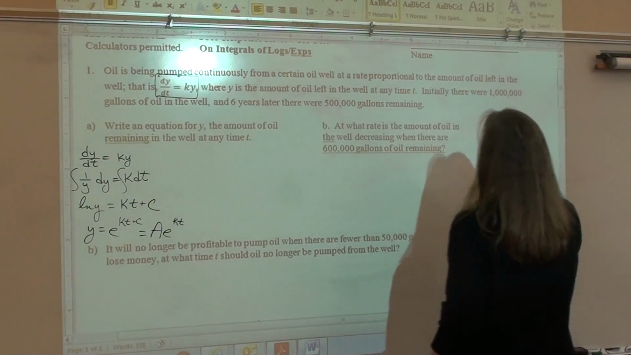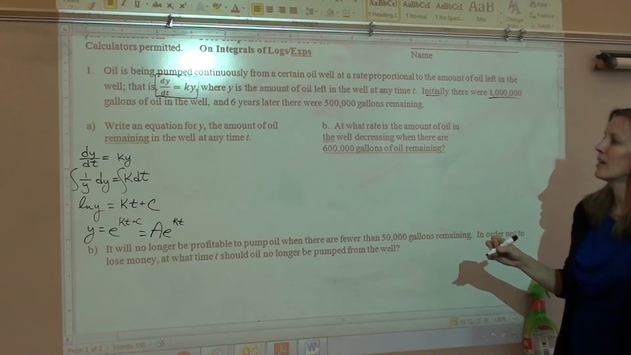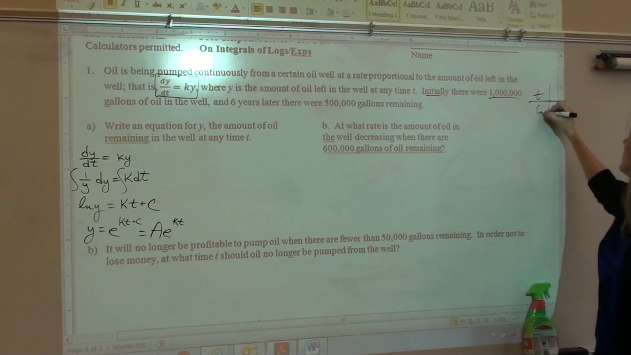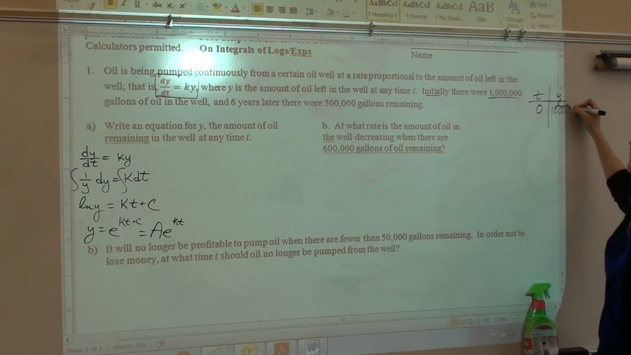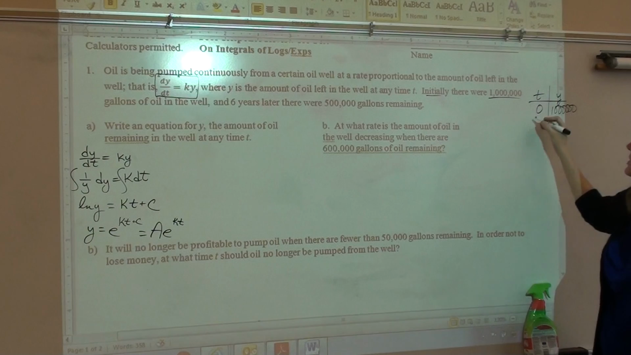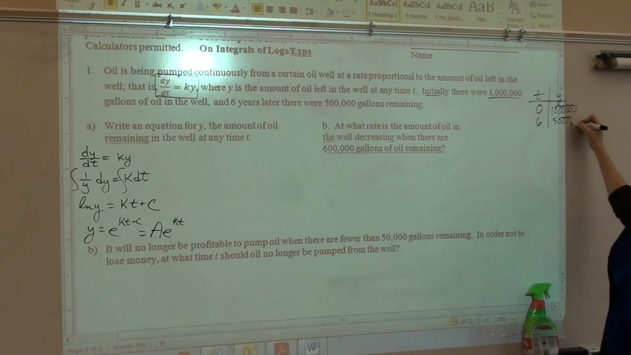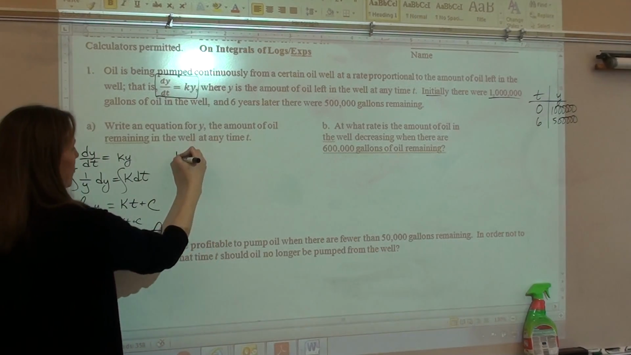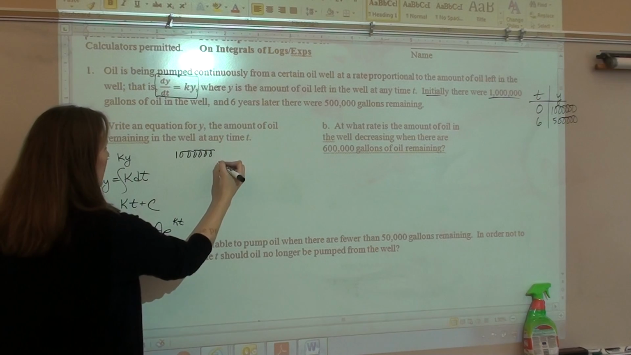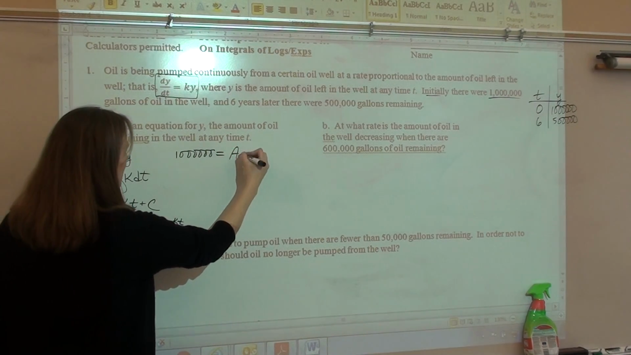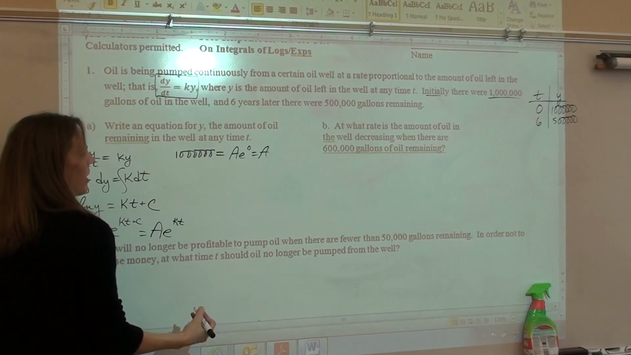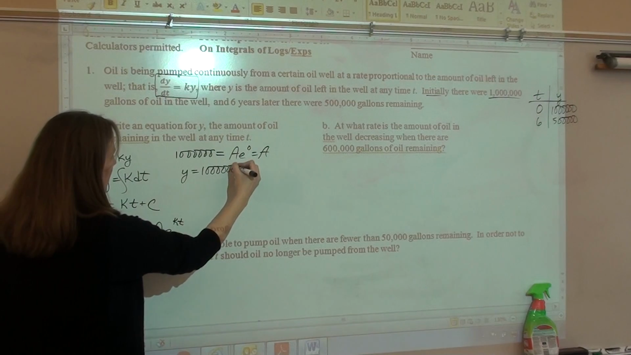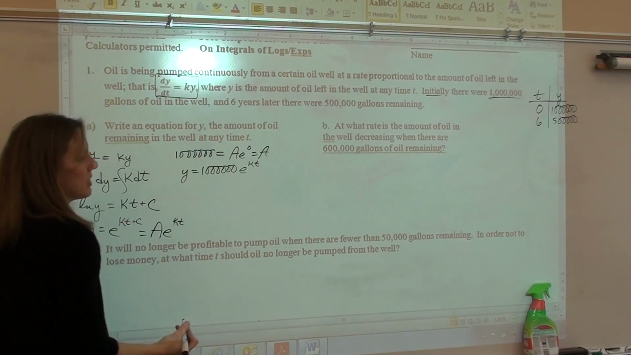We are told initially there's 1 million gallons of oil in the well. So when t equals 0, our y is 1 million. That's a lot of zeros. And when t equals 6, our y is 500,000. So I'm going to plug in the t equals 0 amount first. I have 1 million equals a e to the 0, which is just a. So a is 1 million. So we have y equals 1 million e to the kt.